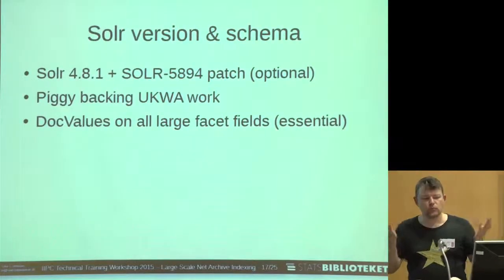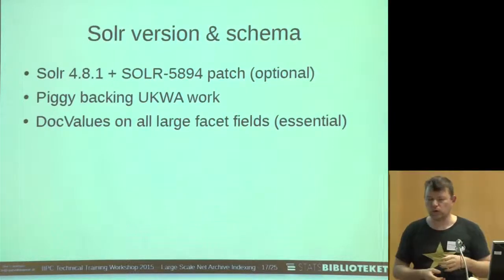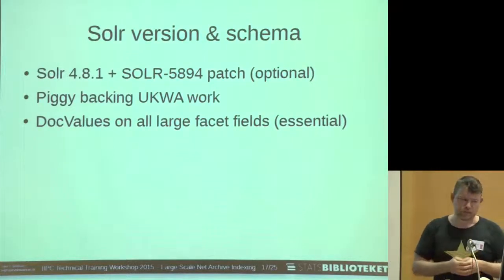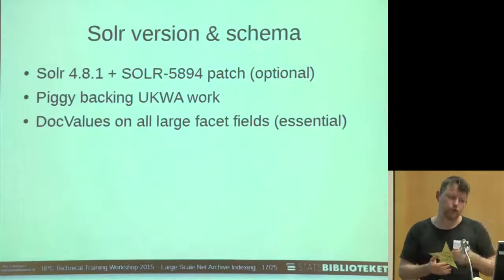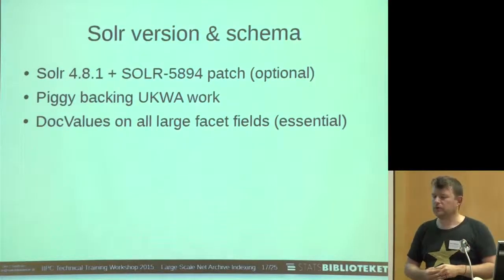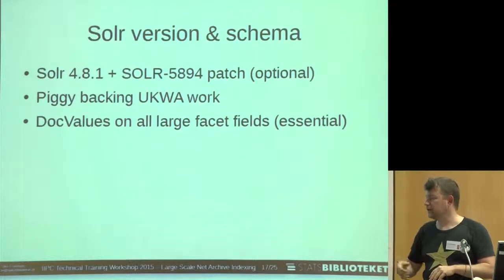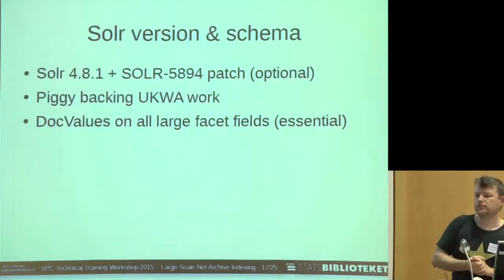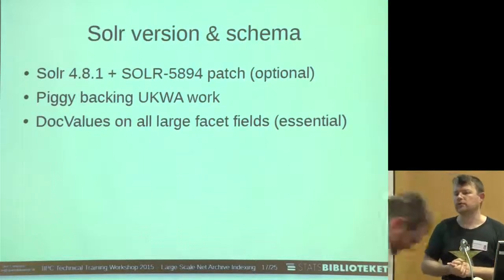Okay. What we have, our special brew is, well, it's Solr 4.8.1 for, again, long story. And we have a patch that we made ourselves, but it's really not necessary for this kind of setup to work. I'm sure it helps. I'll come to that later, but you can do it without. We're using all of the work from the UK Web Archive for the indexing as well as the schema they set up. And we put the technical feature called doc values on all the large fields where we're going to facet on.